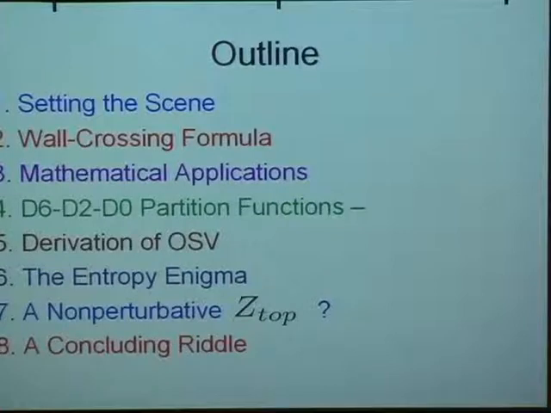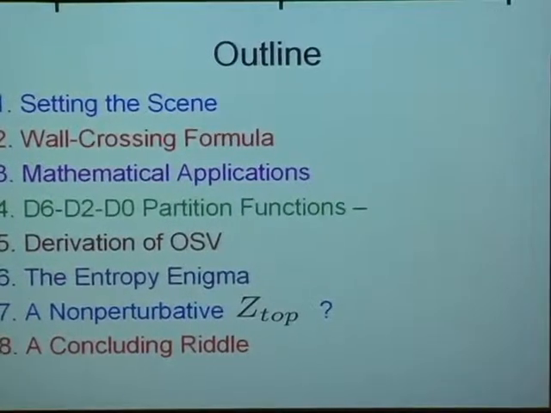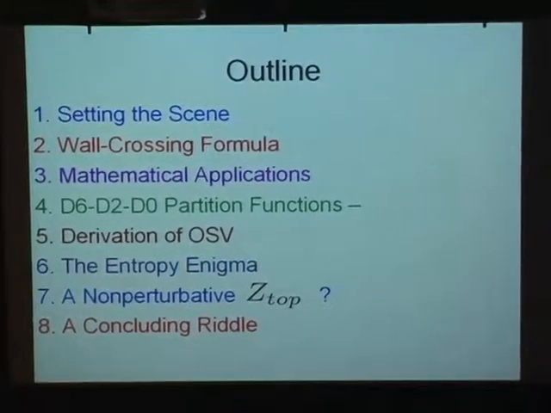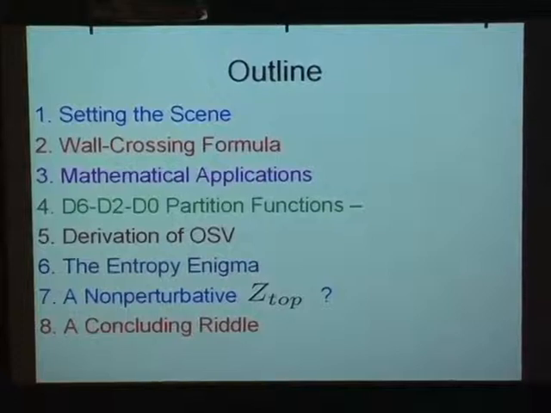So here's the outline. I'll set the scene, come to the main result, which is the wall crossing formula, and then describe 3 applications. 1 mathematical, then I'll go on to talk about counting D6, D2, D0 bound states. The main application is to a derivation of the OSD formula, which leads us to the entropy enigma. Time permitting, I'll say something about non-perturbative definitions of Z topological, and conclude with the riddle, which I think is important.